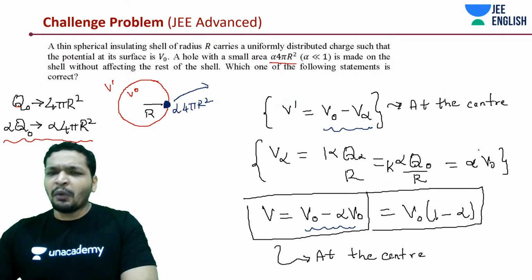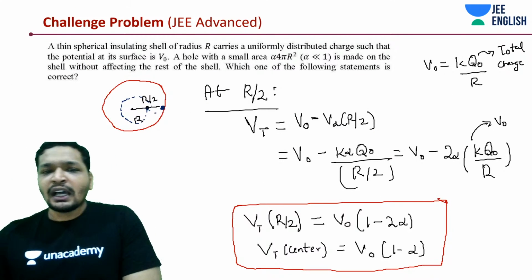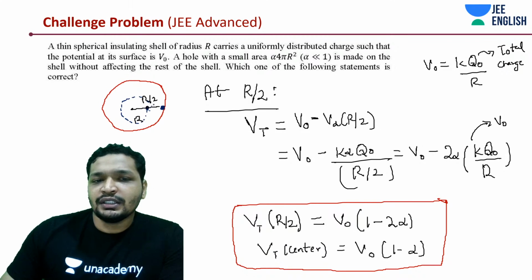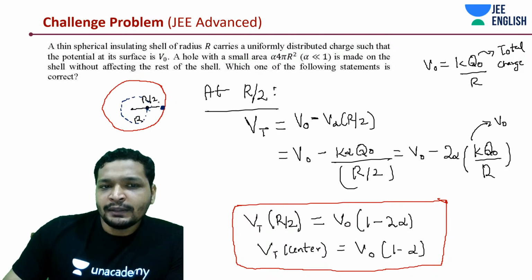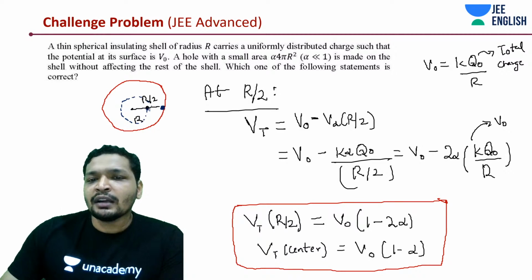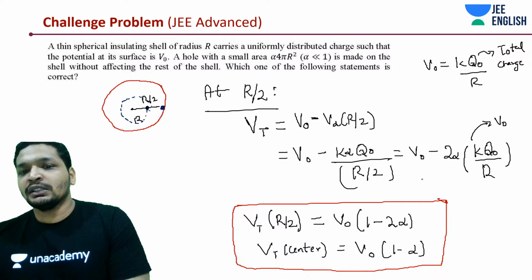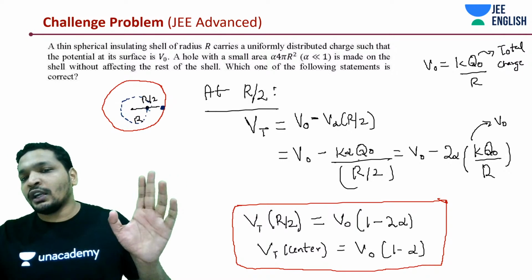Now at r by 2, what is happening? This charge would act as if it's at r by 2 only. That thing is not going to change. And now how much potential is it creating at that r by 2? It is dependent upon distance. Charge is going to be alpha into q naught.